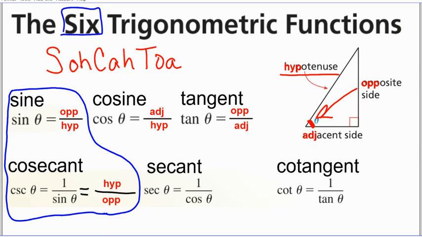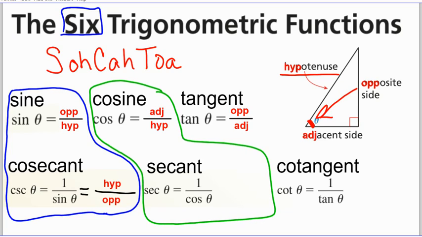Next we have secant. Secant of theta is 1 over cosine of theta, and secant is going to be the reciprocal of cosine. So cosine and secant are kind of partners like that. So secant of theta, I could say it's 1 over cosine of theta, or I can write it as a fraction with the reciprocal of cosine, and that would be the hypotenuse over the adjacent.